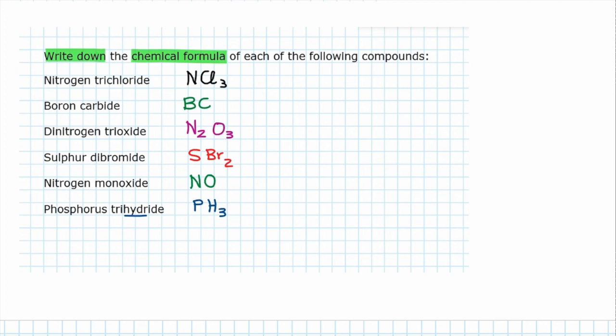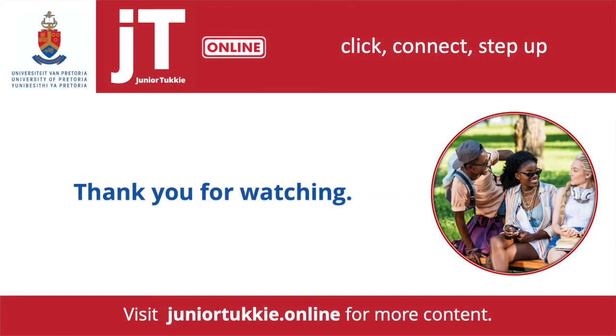This brings us to the end of this video on naming and writing down the chemical formulae of covalent compounds. In the next video, we're going to take a look at how we can do the same thing, but instead for ionic compounds.